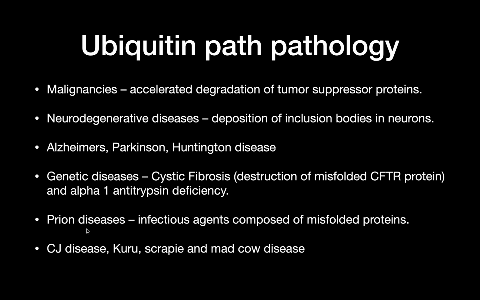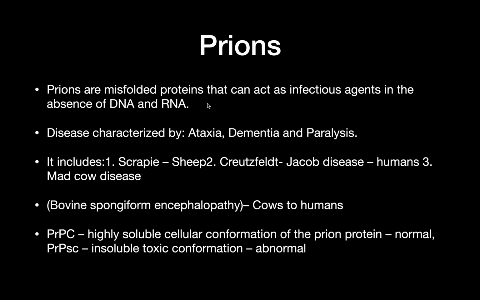But more famously are the prion diseases, which are the diseases caused by misfolded proteins. So prions are misfolded proteins that act as infectious agents, so they can induce other normal proteins to misfold as well. It's characterized by ataxia, dementia, and paralysis. And these are its variants. Scrapie involves sheep. Creutzfeldt-Jakob disease is in humans. It's also called Kuru. And mad cow disease, or bovine spongiform encephalopathy, is the infection of prions from cows to humans.